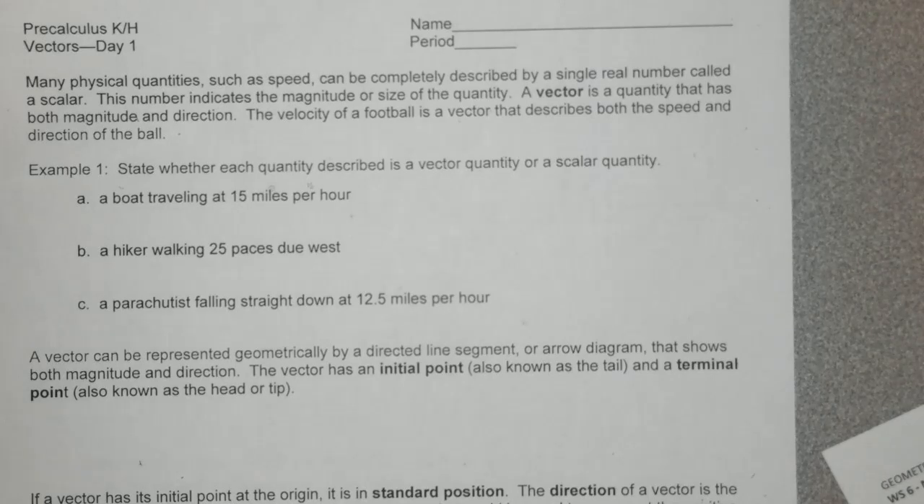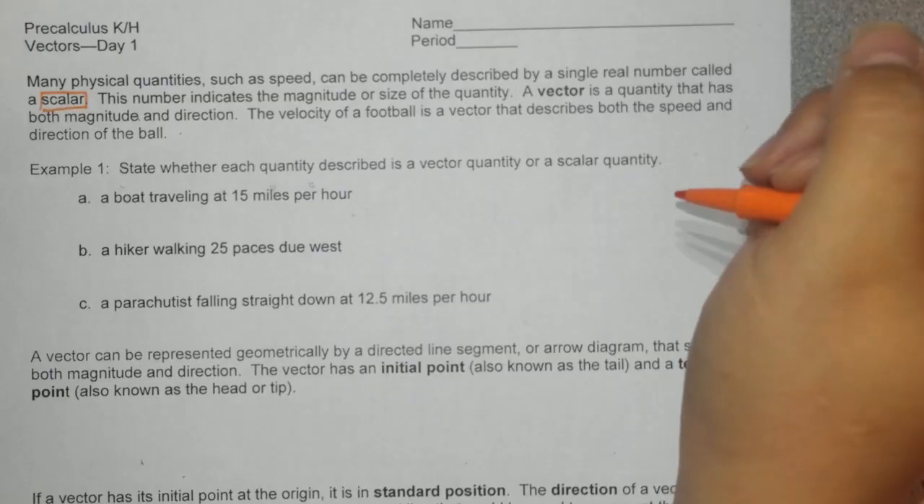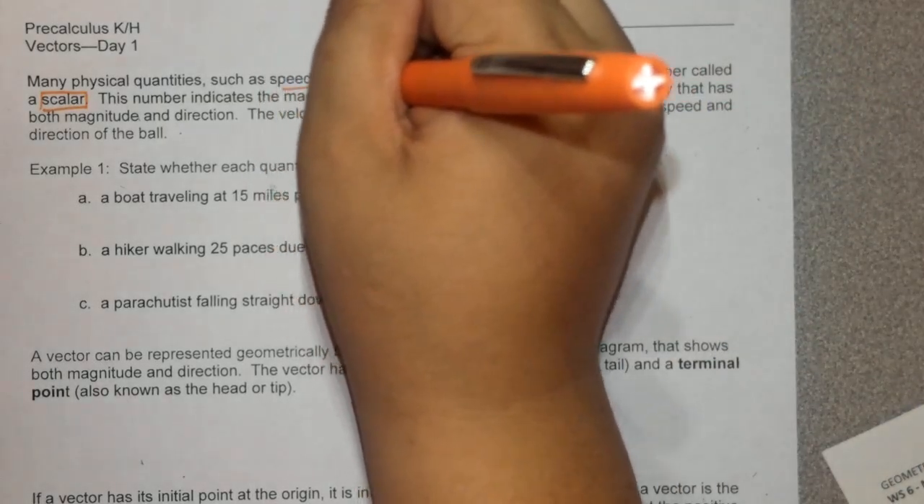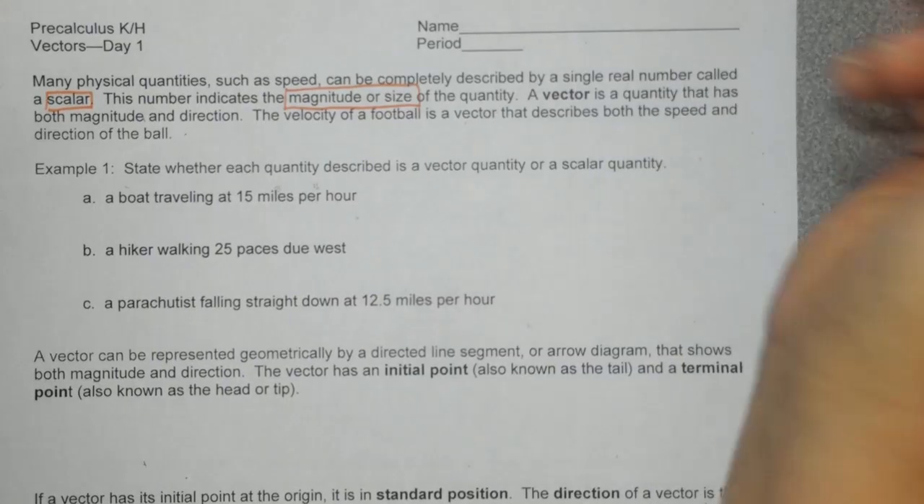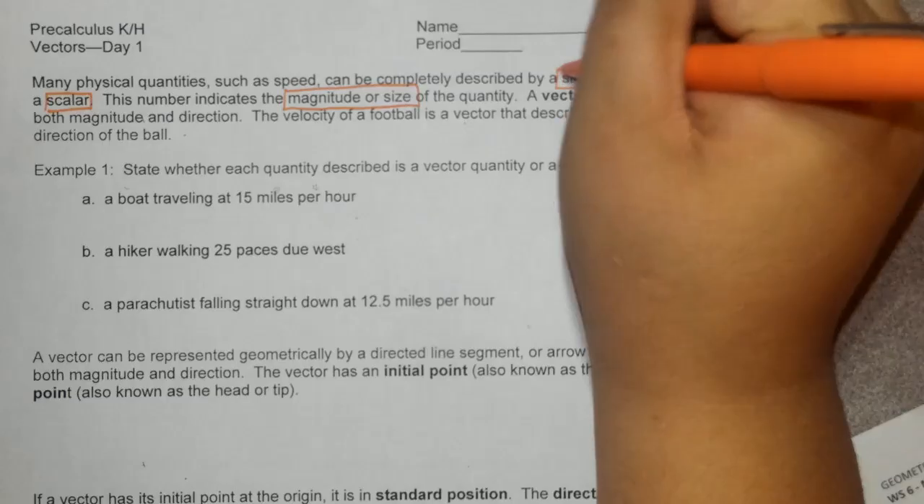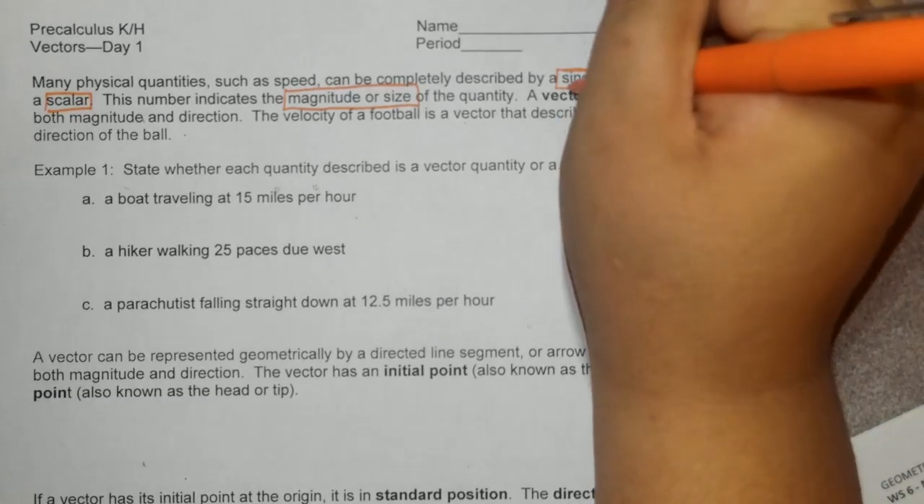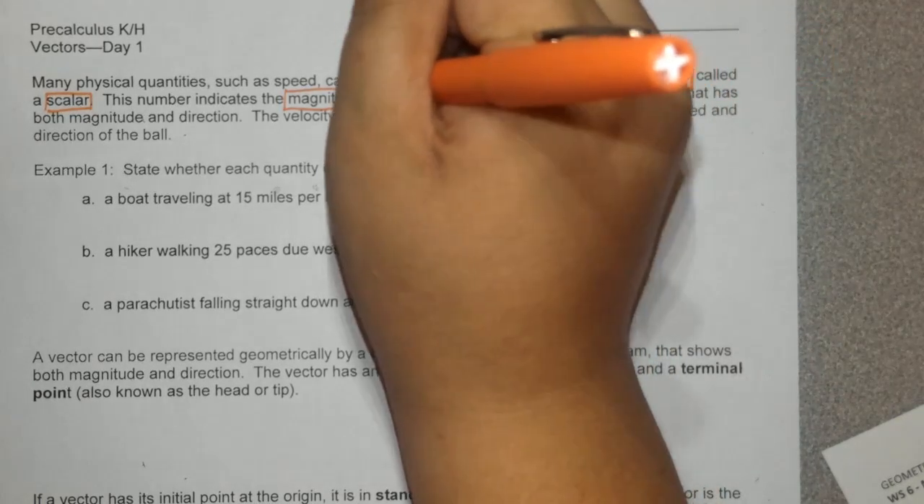Many physical quantities, such as speed, can be completely described by a single real number called a scalar. Can everybody please box the word scalar? This number indicates the magnitude or size. Box magnitude or size. A scalar is a magnitude or size, and also box single real number. When we come back from Christmas, we will talk more about complex and not real numbers.